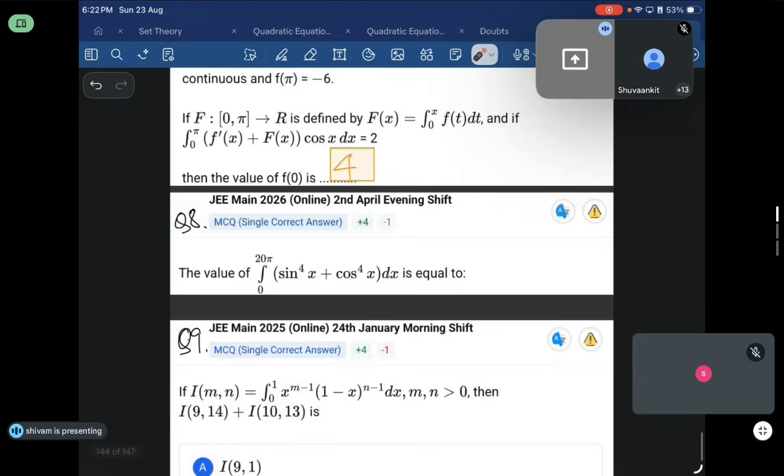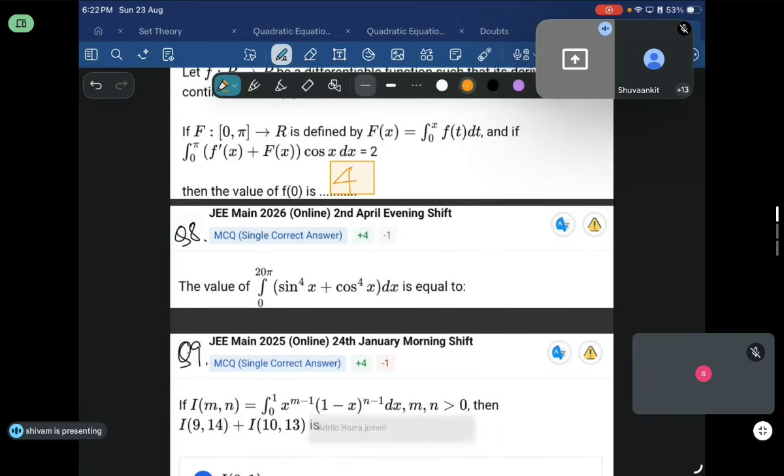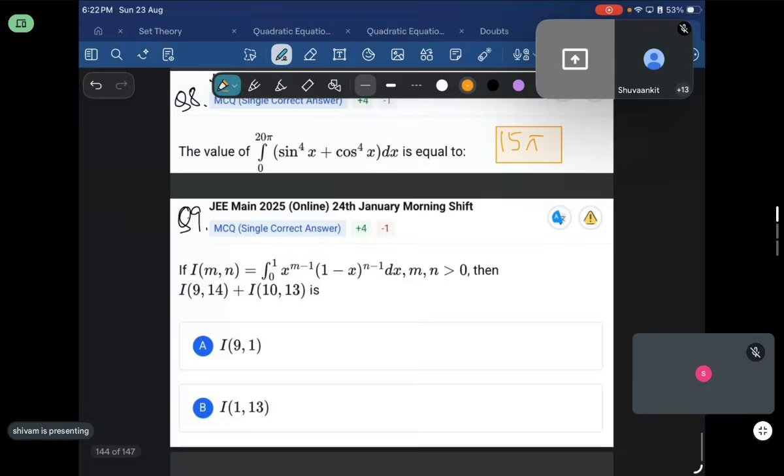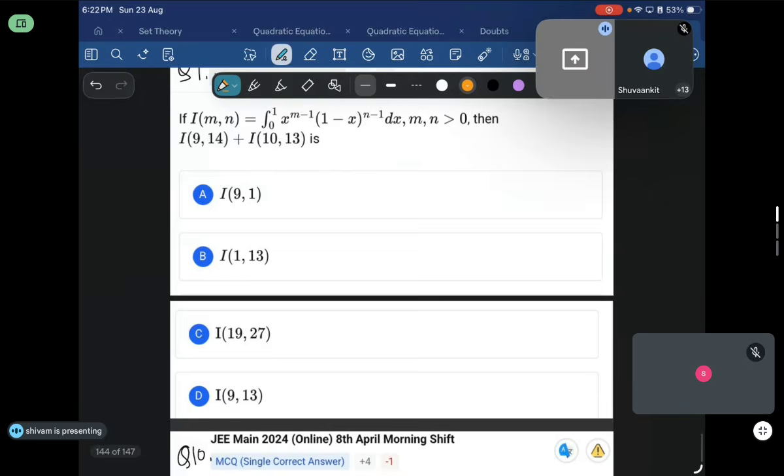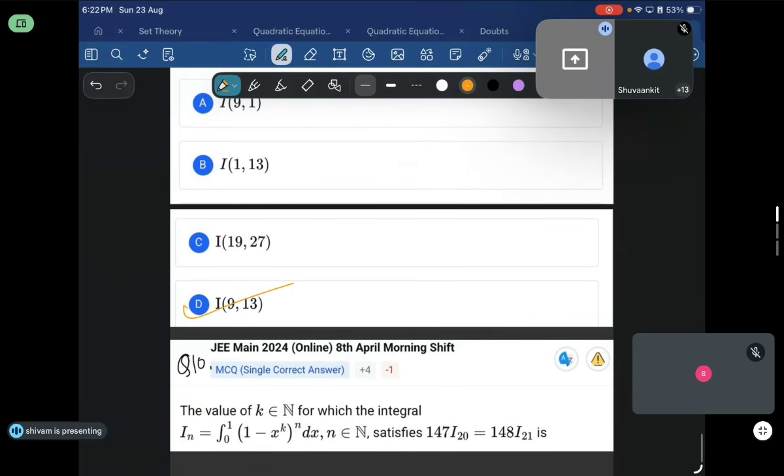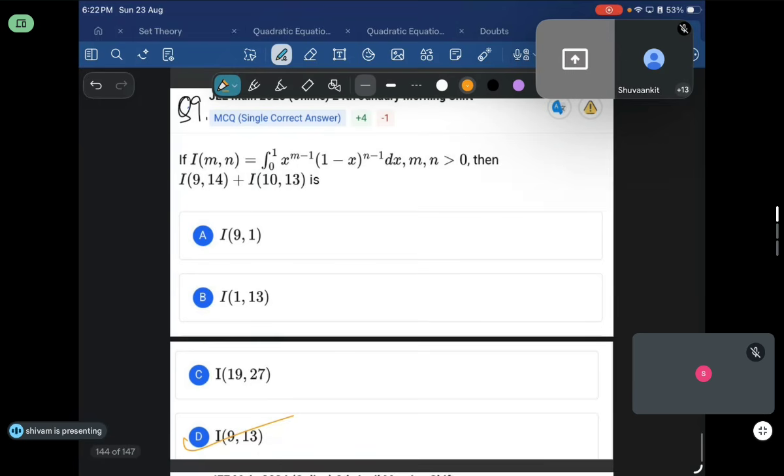This one, Wallis 2026. Again, in 2 lines you will get your answer. Answer is 15.5. With Wallis, in 2 lines you will get the answer. I'm telling you. This one, number 9, the answer is option D. Anyone having any doubt, tell me. Same thing, Wallis. Anyone having any doubt, tell me. You people must have got it.